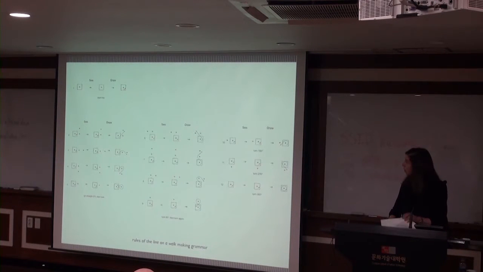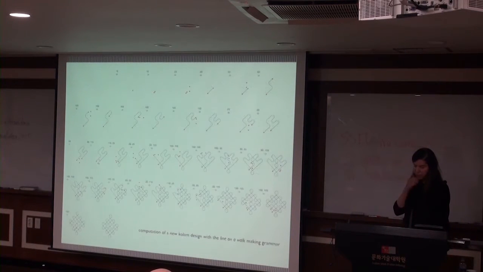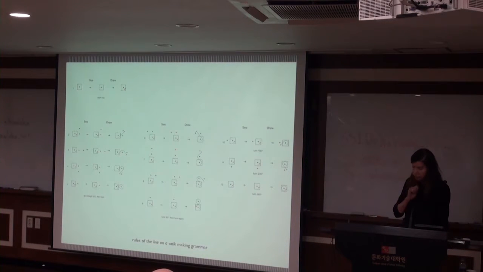And here are the rules. And you can see right away there are many more rules here than the previous shape grammars, and they only begin to capture the line making column. So they encode a very different way of calculating column than shape grammars.